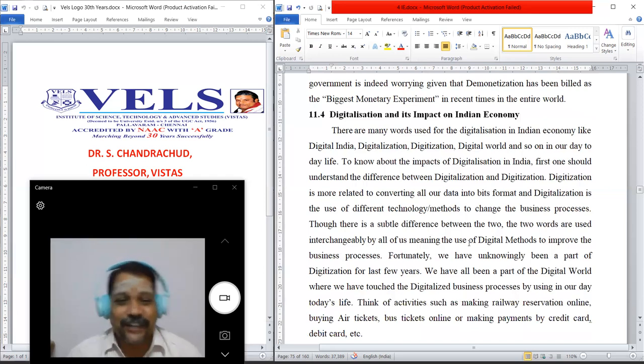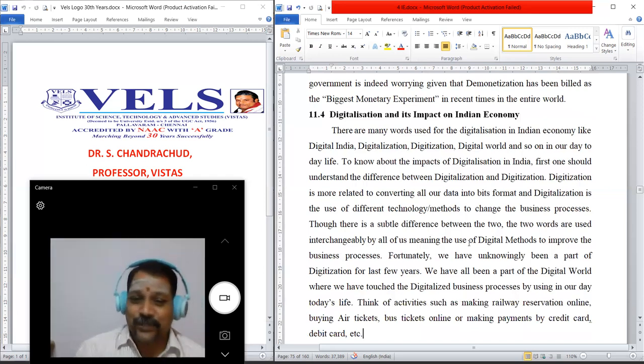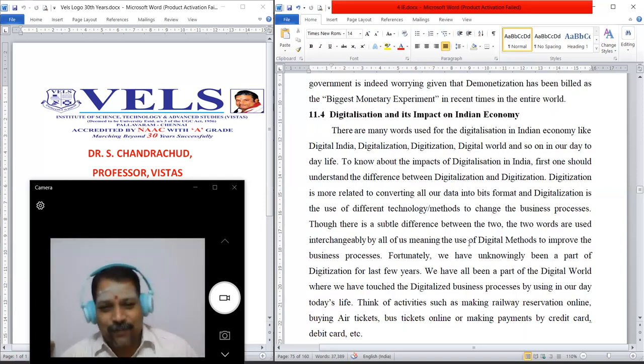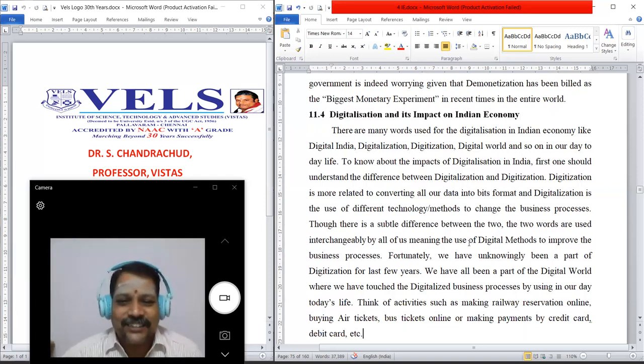Fortunately, we have unknowingly been a part of digitalization in the last few years. We have been a part of the digital world, where we have touched digitalized business processes in our day-to-day life. Think of the activities we are doing: we are booking railway reservations online only. We are buying the air ticket. We are buying the bus ticket. And we are making payments through credit card or debit card. Nowadays we are taking classes online. There is no physical class. I am talking through Zoom, and I am recording on social media, and you are seeing that.